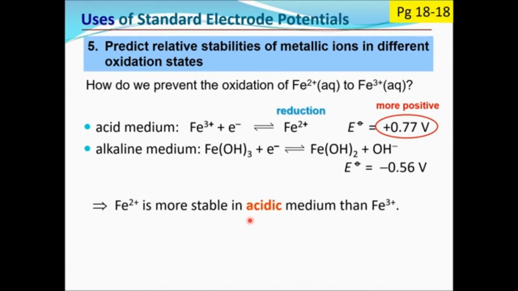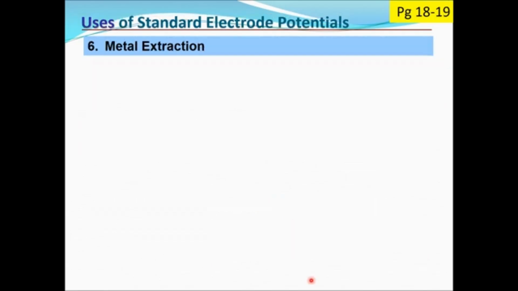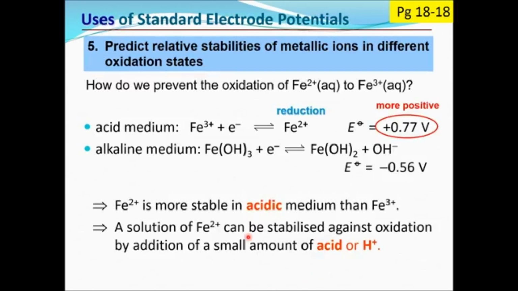Okay, it's not just acidic and alkaline. There's also many different what we call ligands, which you will also learn at a later stage, and we can use the data booklet standard electrode potential to help us to do such predictions. Okay, the next idea, alright. So the next idea that's involved is looking at metal extraction.